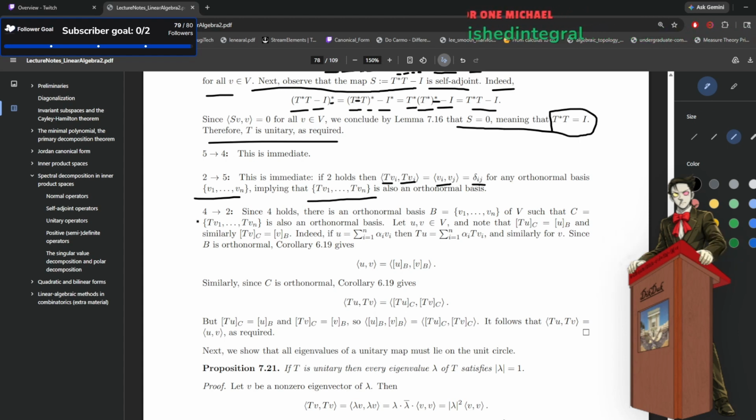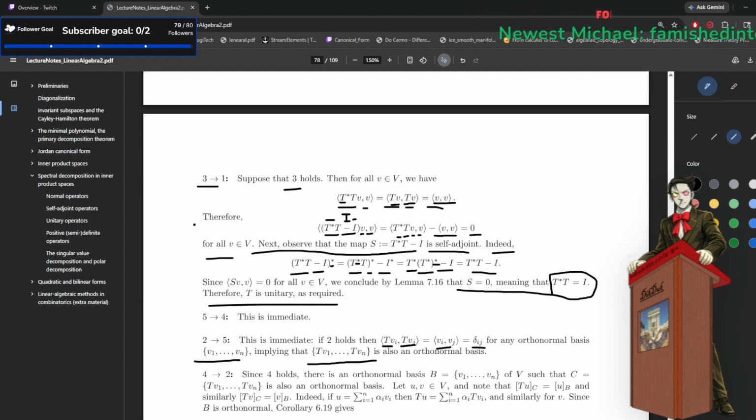From 4 back to 2, since 4 holds, right, assuming 4 holds, there's an orthonormal basis b. One second, what goes to 4?